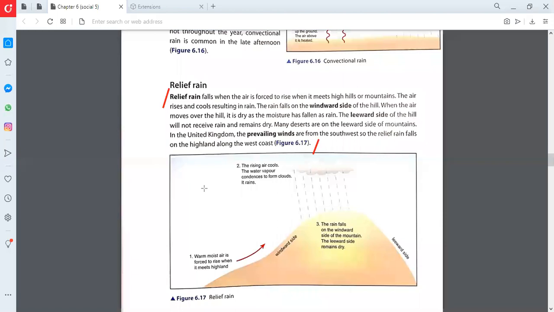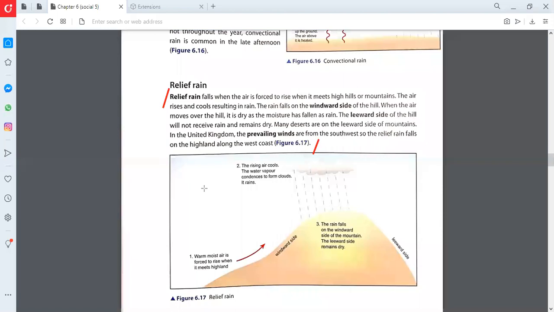And when the capacity of the air and/or the capacity of the clouds is reached, all the water will fall, and that is called rainfall. So the rain falls on the windward side of the hill.